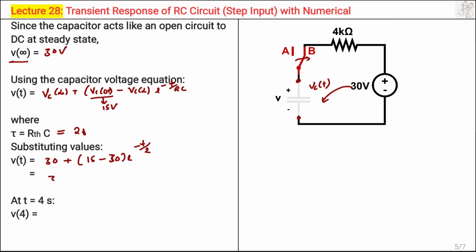So this is simply 30 minus 15 e raised to power minus t by 2. And in order to find out the value of this capacitor voltage at t equal to 4 seconds, we will simply replace the value of t with 4. So this will be e raised to minus 4 by 2, and solving this equation we get 27.7 volts.